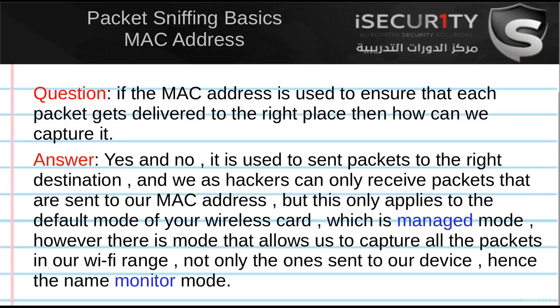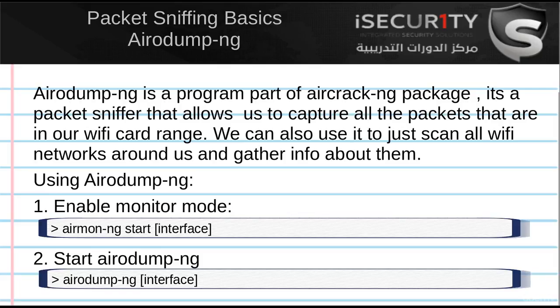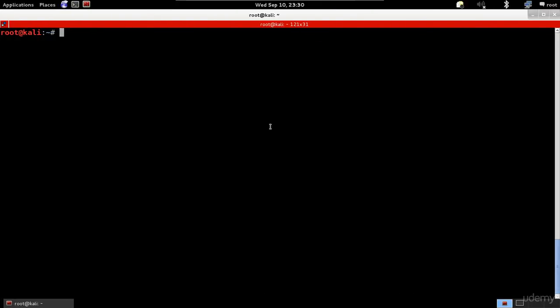So enabling monitor mode is very simple. We're going to use a tool called airmon-ng, which is part of the Aircrack-ng suite. Let's see how we do this. First, I'm going to disable my Wi-Fi card again, the same way we did it when we were changing the MAC address. So it's just ifconfig wlan0 down to disable it. Then we're going to use airmon-ng to enable monitor mode.